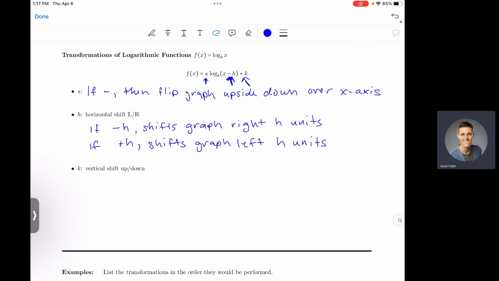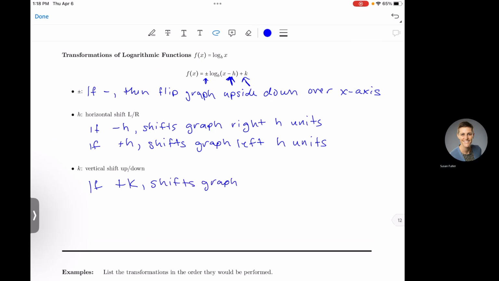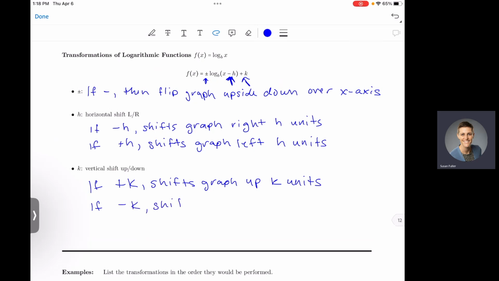And if you add or subtract a k to the outside, that's going to shift you vertically up and down. And this is going to move the way that you think it will. If you add k to the outside, it will shift your graph up by k units. And if you subtract k from the outside, that shifts your graph down by k units.